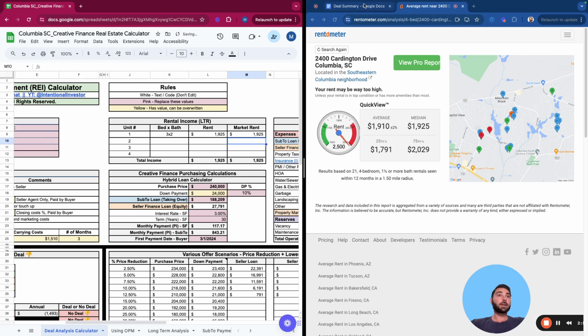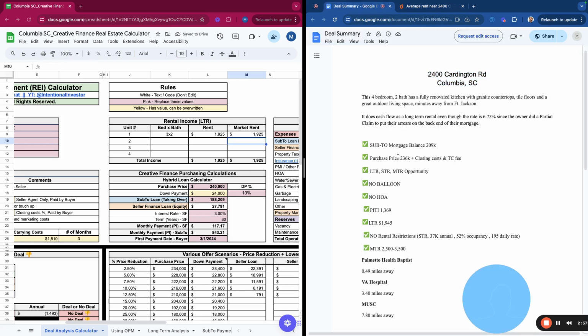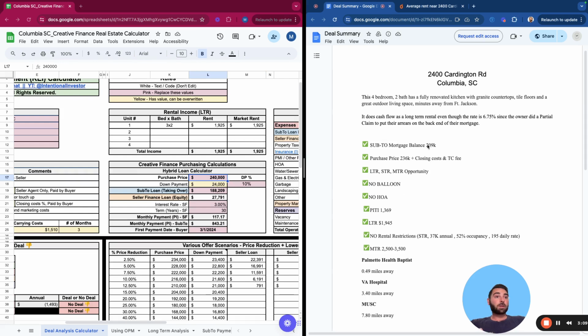And then let's get back to it. What was it, $1,925? Yep, $1,925. All right, so in this deal, the mortgage balance is $209,000. The overall purchase price is $236,000 plus closing costs and transaction coordinator fees. So for right now, we'll put $236,000 as the purchase price.